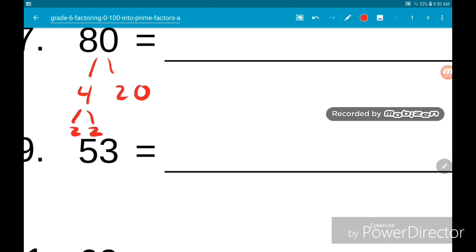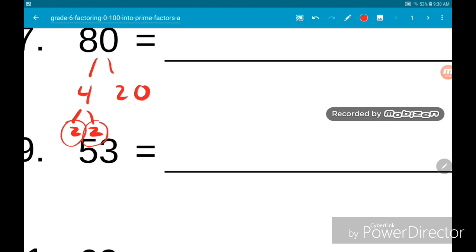2 and 2. Are those numbers prime? So we circle them. Do not forget to circle them. Now we look at 20. What are some factors of 20? 4 and 5. Sorry, 4 and 5, or 2 and 10.